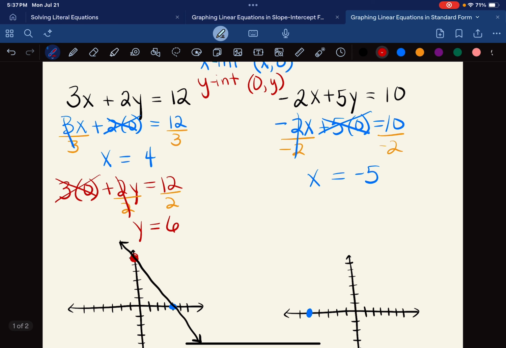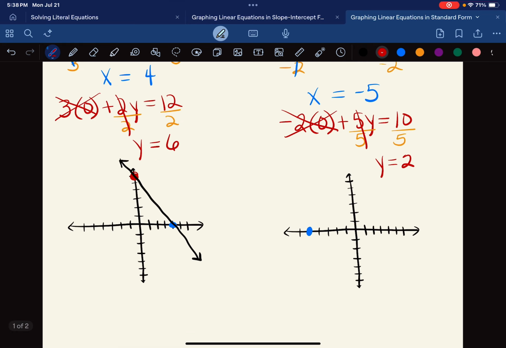And we'll do the same for our y-intercept. Instead, we will substitute in 0 for our x value. So negative 2 times 0 plus 5y equals 10. Negative 2 times 0, of course, gives us 0. 5y equals 10. So we'll divide both sides by 5. And that is going to give us y equals 2. So I'll plot the point right here at y equals 2, and then connect my 2 points with a line, draw my arrows on the end, and there we have it.